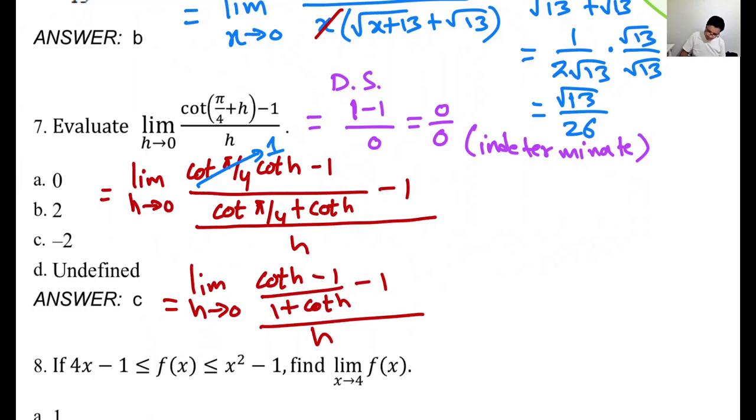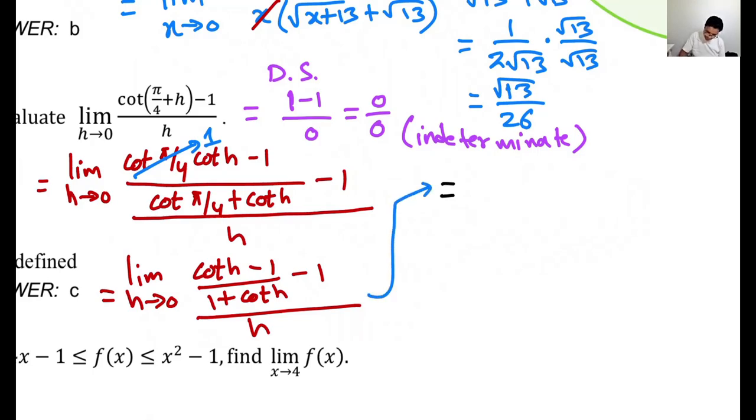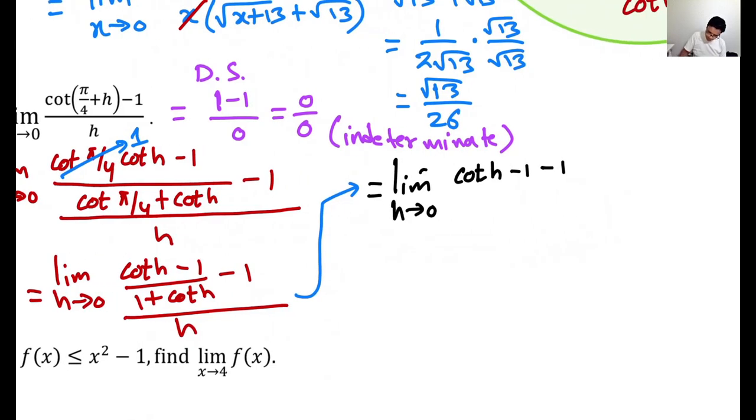Okay. Now I will continue on this side. That equals, I keep writing limit x tends to 0. Now take the common denominator in the numerator. Okay. So that will be cot h minus 1 minus 1 minus cot h. Basically, when you take common denominator, I'll just show the step here. This 1 here would be replaced by 1 plus cot h over 1 plus cot h. Right? We multiply numerator and denominator by 1 plus cot h, so they have the same denominator.